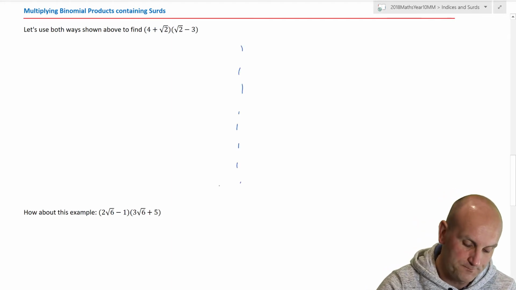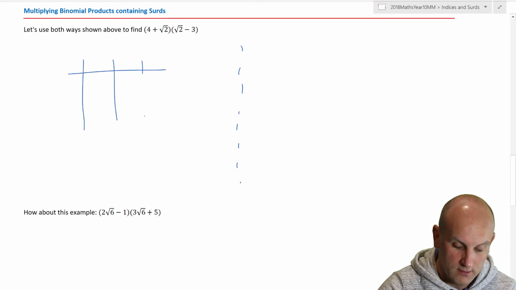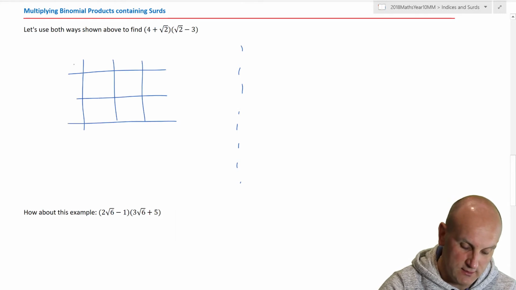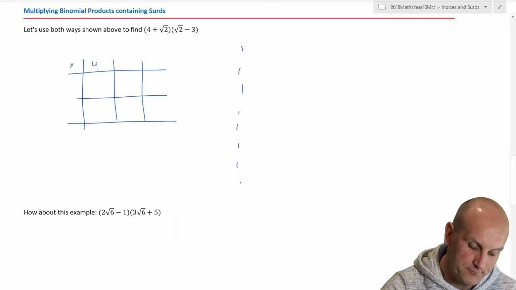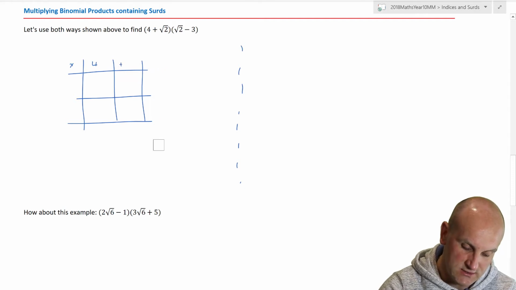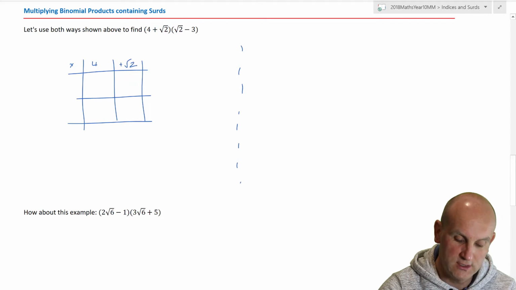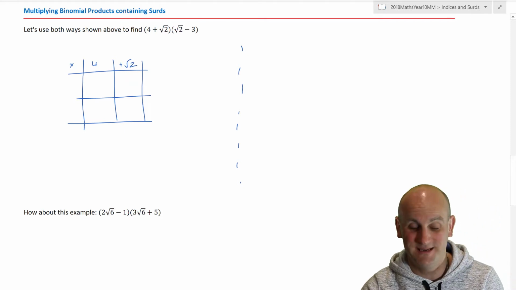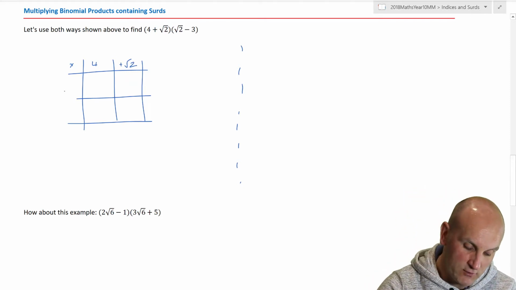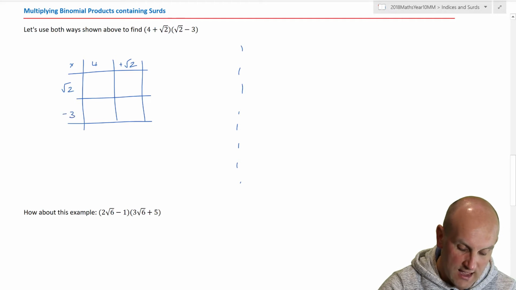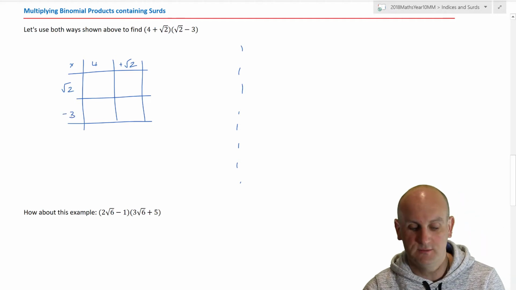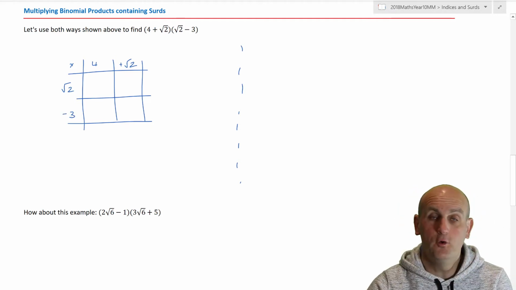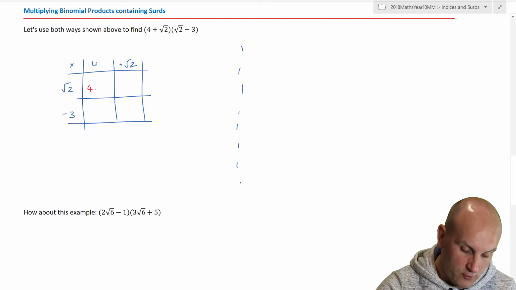So I've got 4 plus root 2. So just drawing my table, there's little times there. So I've got 4, and I have to put plus. Let's make these lines shorter. 4 plus root 2. Now you have to put the plus and minus signs in because it makes a huge difference. And what have I got here? Root 2 and minus 3. So all I'm going to do now is multiply these together. So 4 times root 2 is 4 root 2.